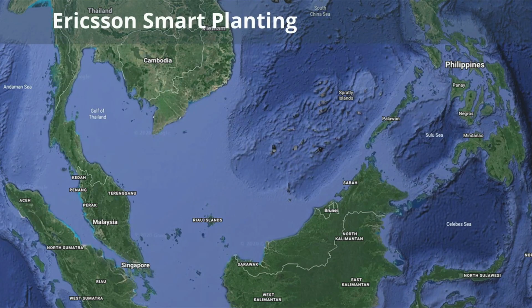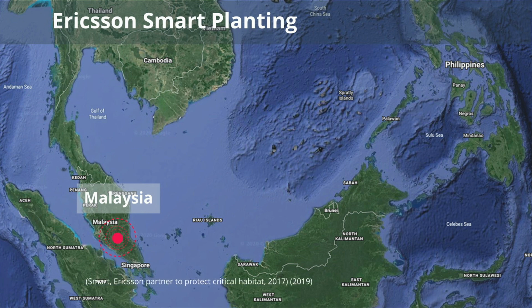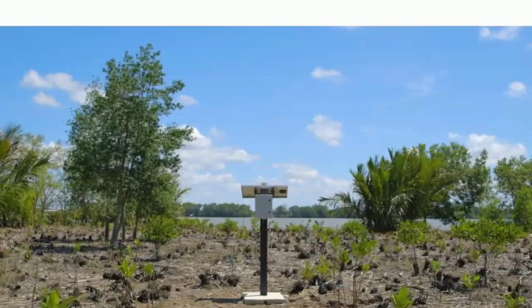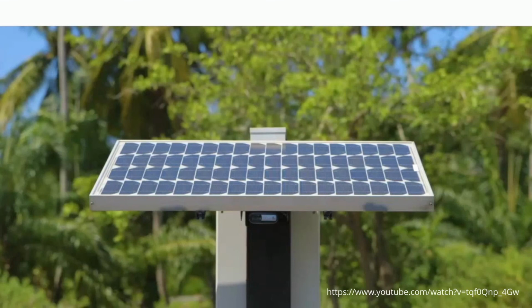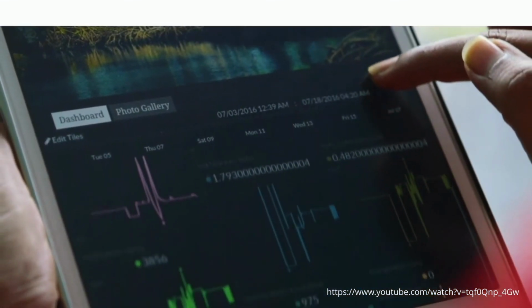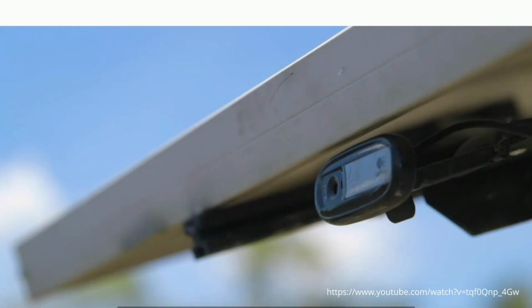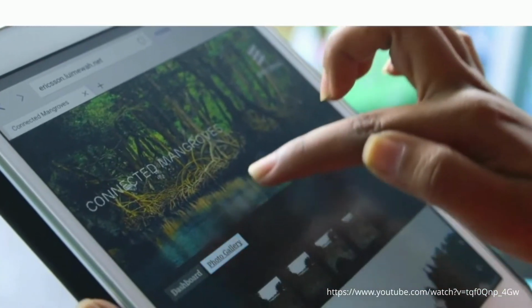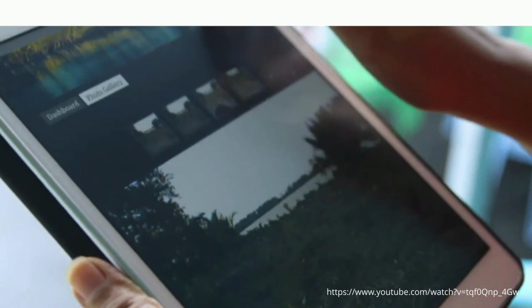The second part of the solution has already been launched in 2015 in Malaysia, where mangrove growth rates increased from 40 to 80%, and 2 years later in the Philippines, where after the initiative, 80% of the mangroves reached maturity. The solution involves sensors that are spread in the mangrove area to capture information on mangrove growth and the surrounding conditions such as humidity level, water level, soil moisture, and temperature. Information will be shared via an online dashboard for stakeholders to view.